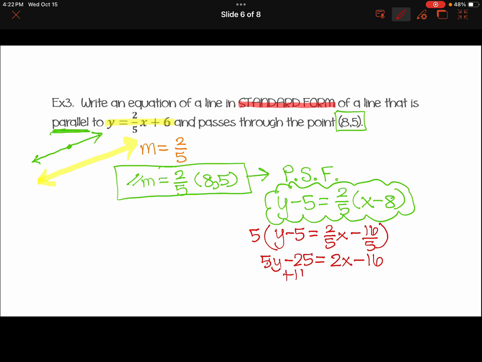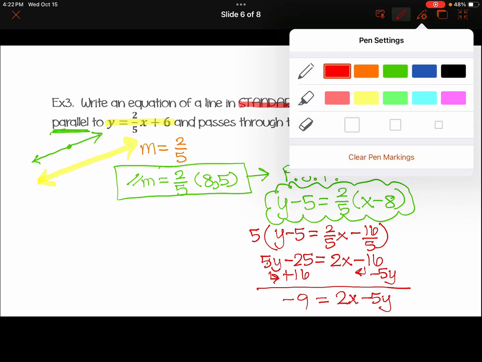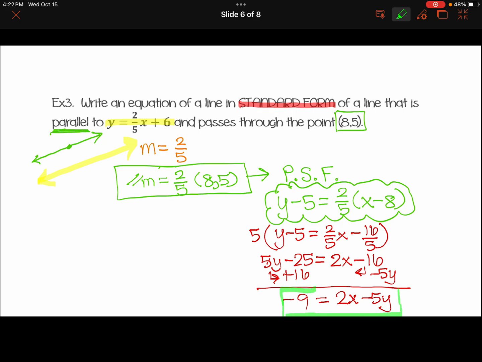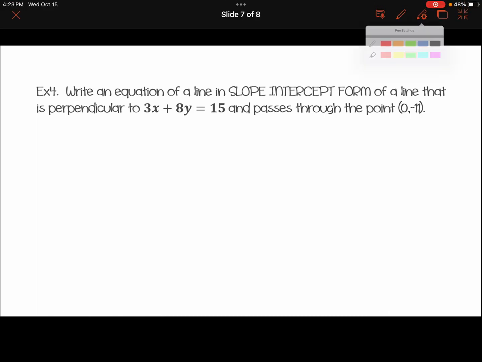I'm going to add 16 to this side. I am going to subtract 5y on this side. So final is negative 9 equals 2x minus 5y. And this equation right here is also describing the green line. It's just in a new form, standard form. And I know it's in standard form because x and y are on the same side. My a value is a whole number. My b and c values are integers. All right, so that was just one extra step because we had to get it into a different form than the fastest. So let's look at our last example here.